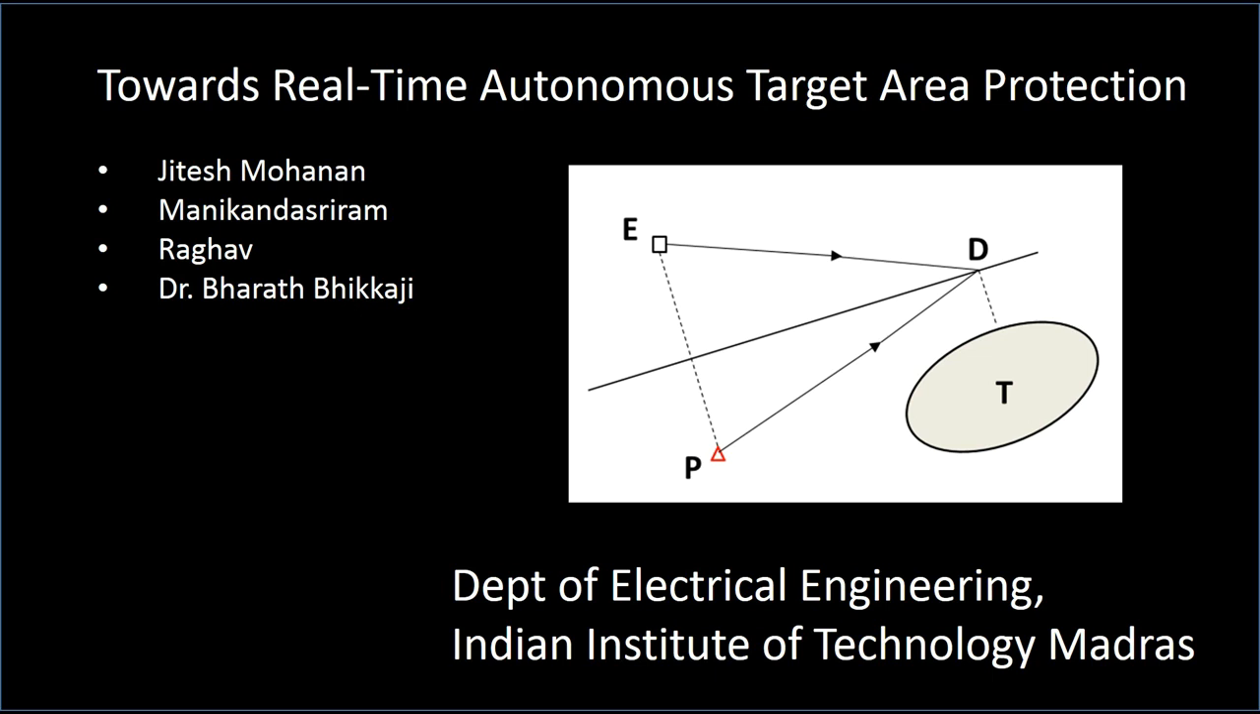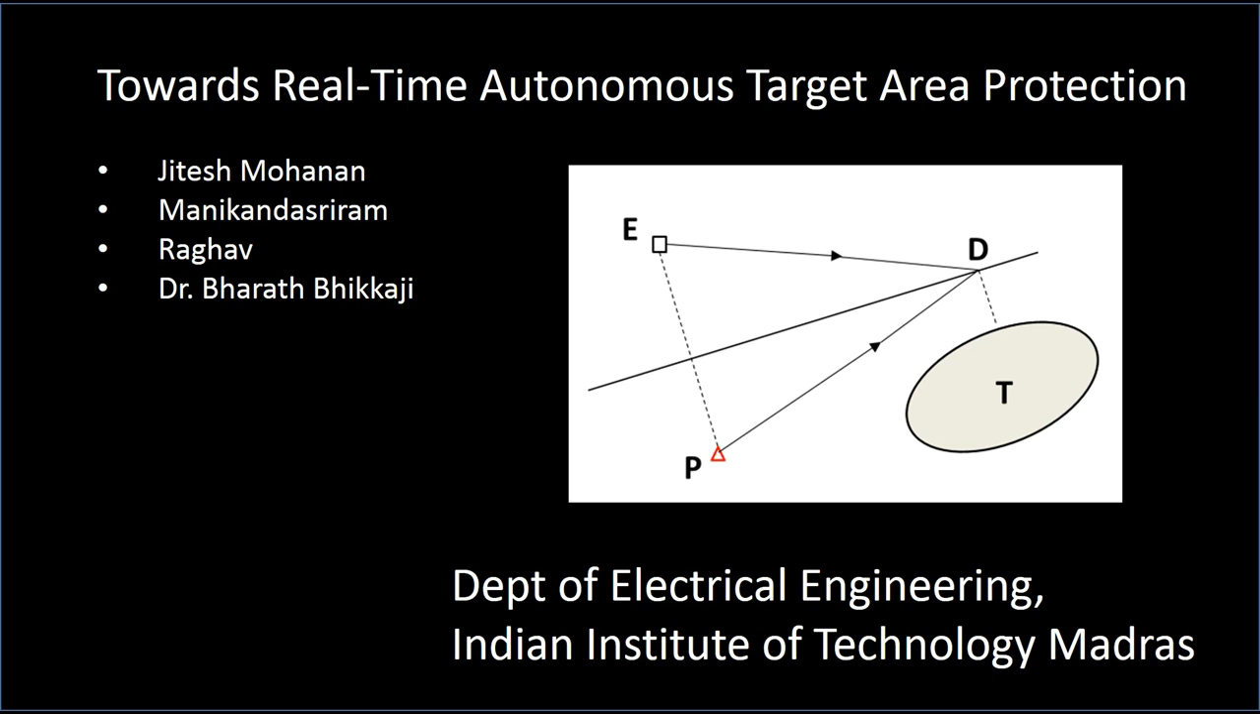To give you a brief background on the target guarding problem, as the name suggests, it's a problem of guarding a target, which is a very common scenario in defense and military establishments. The problem here is to guard a target, which in this work we have assumed to be stationary, from a person called the evader. We will refer to him as E or the E robot. The person who tries to save the target is called the pursuer or the P robot.